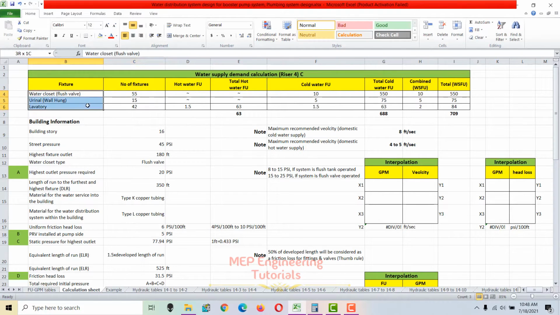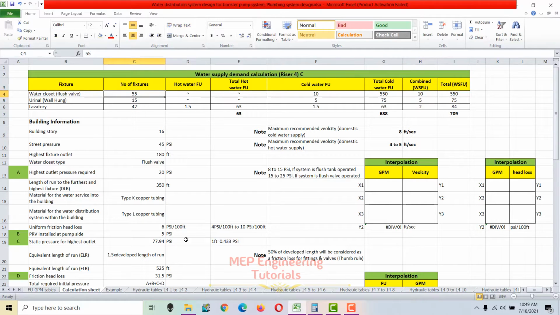We have to write all the fixtures for each riser and section one by one, and then go for the number of fixtures. How many water closets do I have? 55 water closets, 15 wall hung urinals, and 42 lavatories. Now we have to calculate the hot water fixture unit and total hot water fixture units, then the cold water fixture unit and total cold water fixture units, and then the combined hot and cold water fixture units. So for the number of fixtures, I write 55 here.